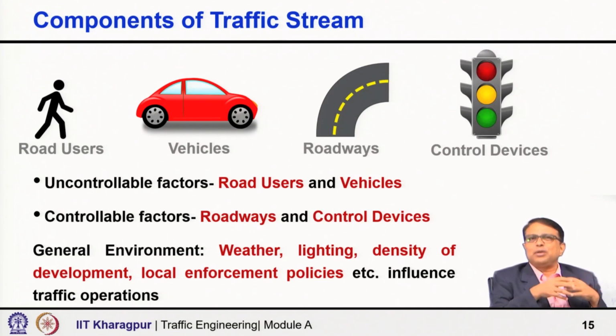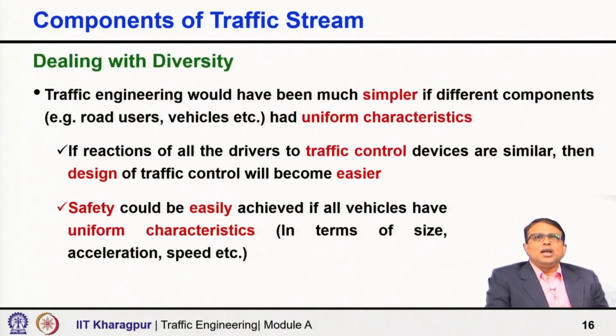Also the general environment, for example, weather, lighting, density of development, local enforcement policy, all this will also influence the traffic operations. Now, in traffic engineering, things would have been much simpler if the different components had uniform characteristics.